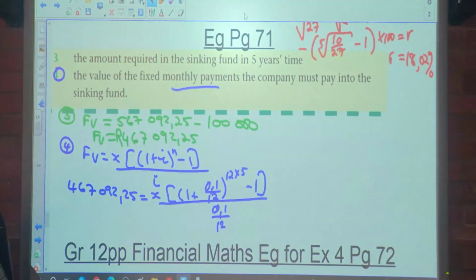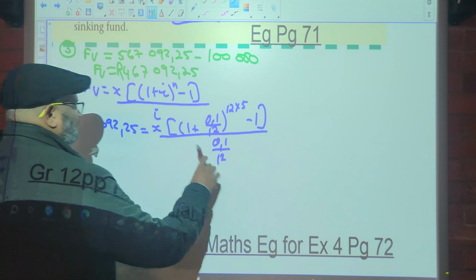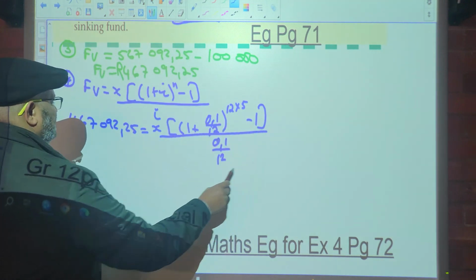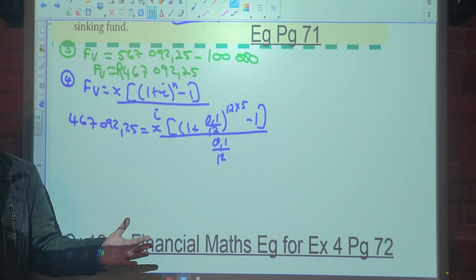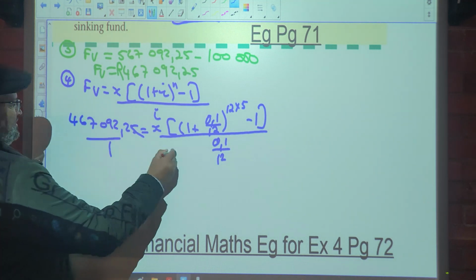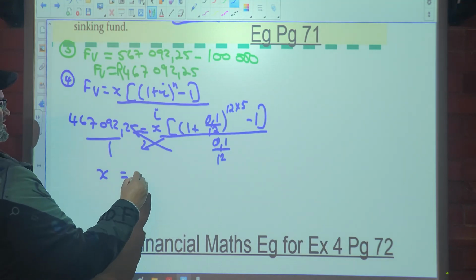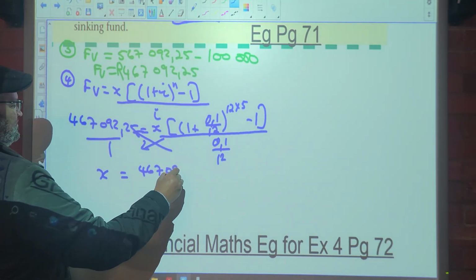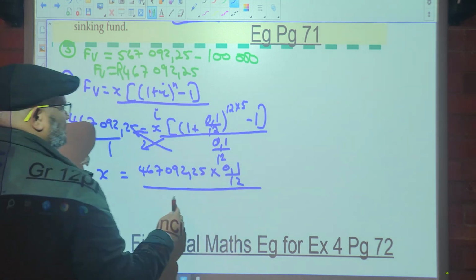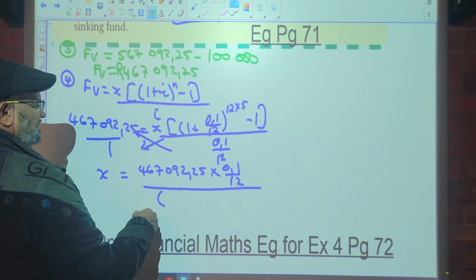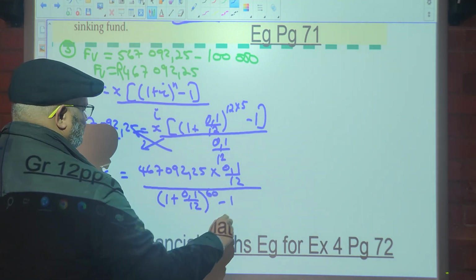One of two things I can do here. I can either make x the subject of the formula, which I will be doing, or I could have worked this out on the calculator and just then say 467,092.25 divided by that answer, which is the same thing. So I cross multiply, that can come down, that can go up, and x will stand on its own. So x is equal to 467,092.25 multiplied by 0.1 over 12, and this is over 1 plus 0.1 over 12 to the exponent 60, minus 1. The outer bracket I can drop. If you rewrite it in, there is no problem.